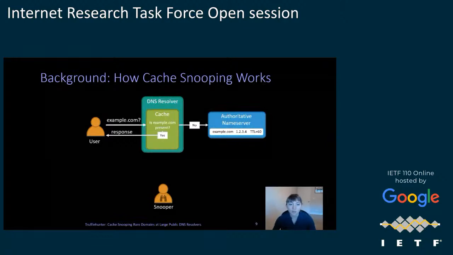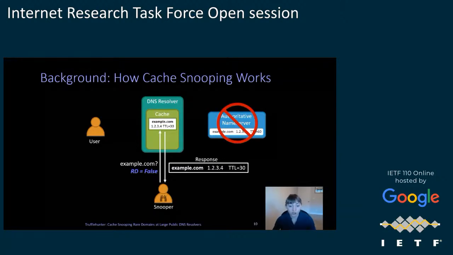So if somebody were to make a request for example.com to their local DNS resolver, that resolver would have to look at its cache and say, all right, is example.com present? If so, they can return the response quickly to the user. If not, they have to go to the authoritative name server.